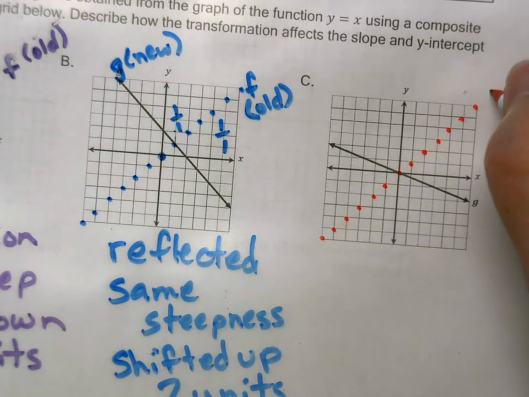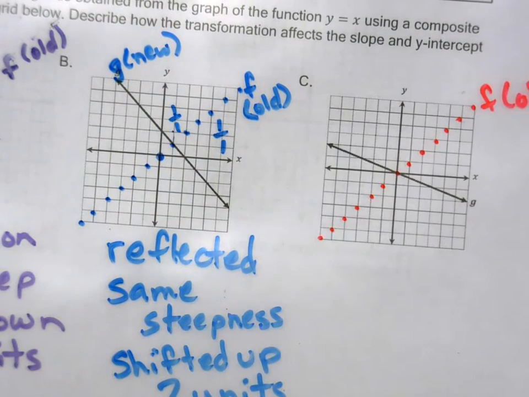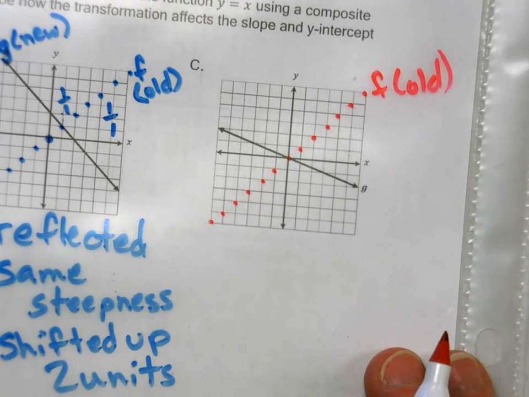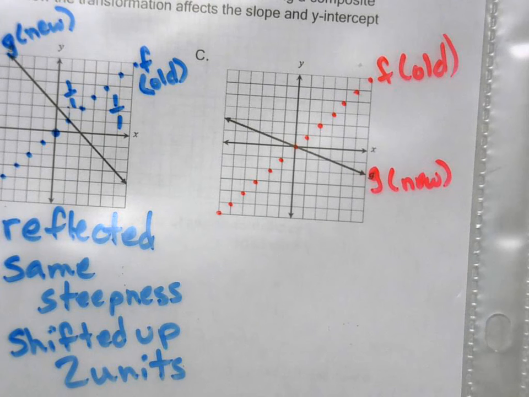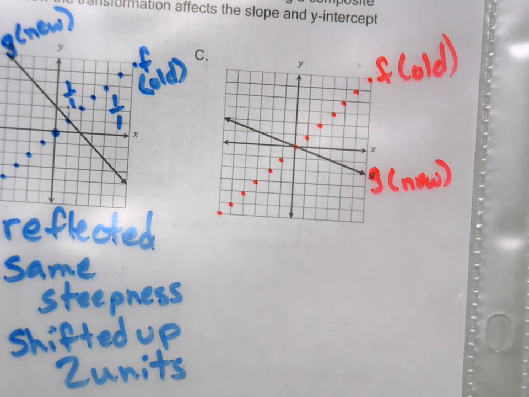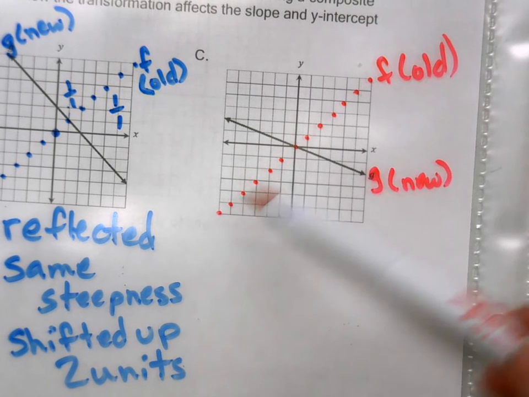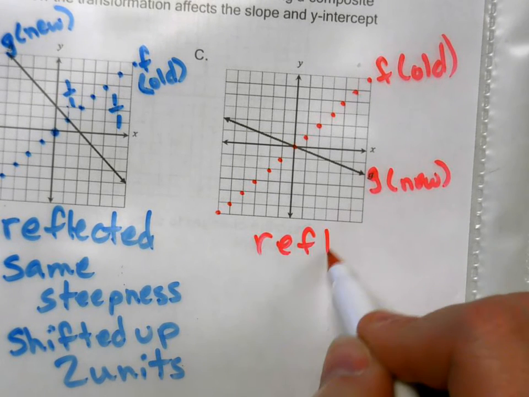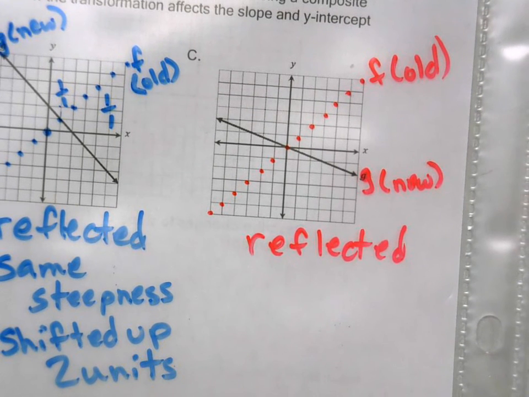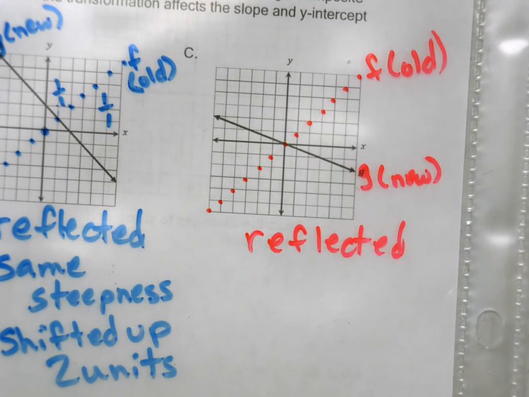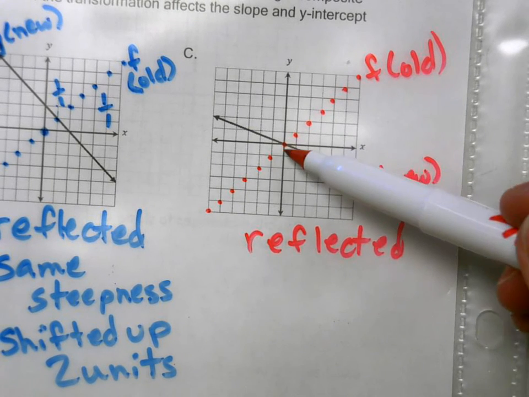So we've got our F, which is our old, that we plotted so we could see it. And then we've got G, which is our new, right? Was there a reflection? Did one go from a positive slope to a negative slope? It's negative. So this one was positive, that one's negative, so it was reflected. What about the steepness? Less steep.